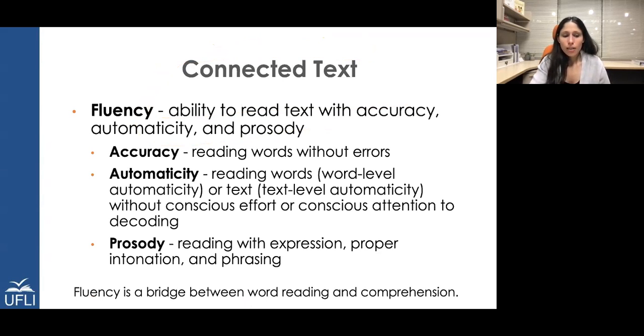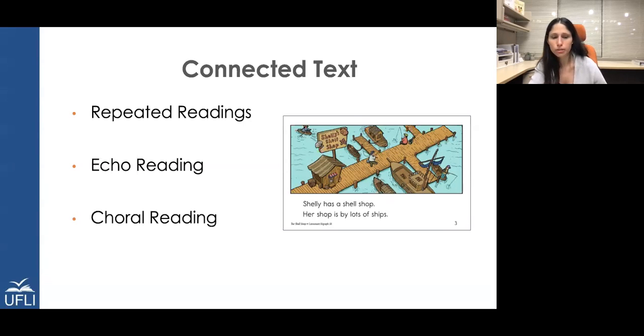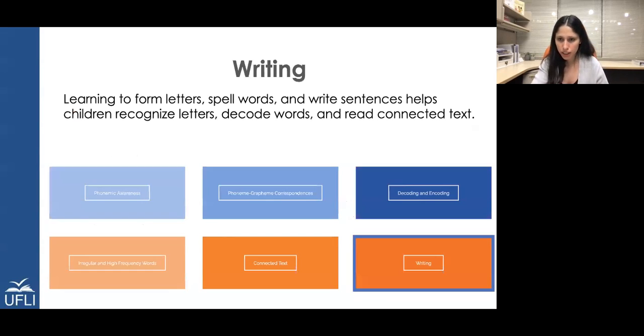All right. Fluency is the bridge to word reading and comprehension. So even though we're talking about foundational reading skills, using connected text is really important because we want to make sure that we're ultimately supporting students' comprehension of text. When reading connected text, whether it's in person or virtually, really helpful things to do are engaging in repeated readings, echo reading with your students, and choral reading. We don't have time today, unfortunately, to talk too much about these, but I just wanted to share those.